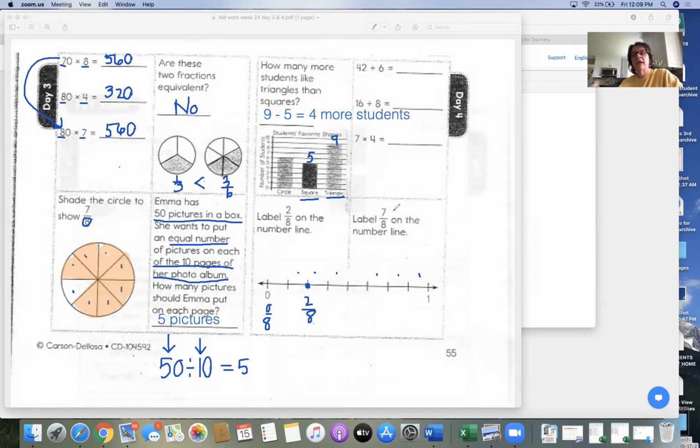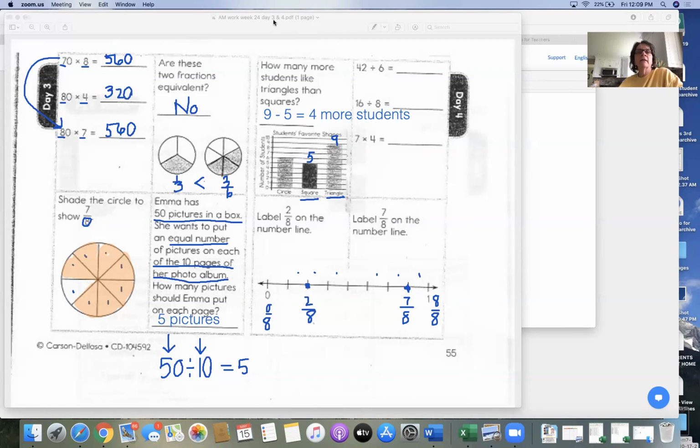It says label 7 eighths as well. Well, a couple things I can do. I can count on from 2 eighths, 3 eighths, 4 eighths, 5 eighths, 6 eighths, 7 eighths. There's 7 eighths. But the other thing I could also do, it's a little quicker. If I know that 1 whole is 8 eighths, then all I would have to do is start at 1 whole or 8 eighths and count backwards to 7 eighths. And there's your 2 fractions we had to find.